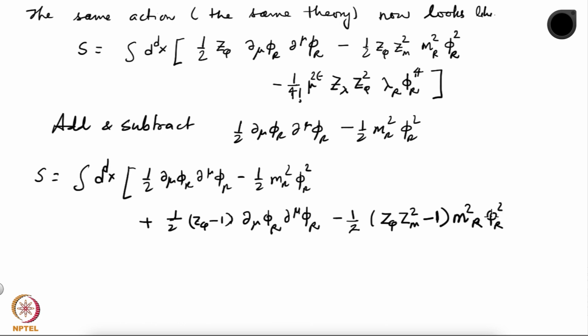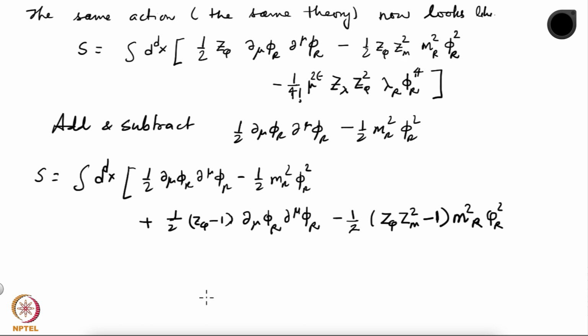Okay, so let's check whether this is fine. Again, minus half times minus 1 is half, so half m r square phi r square, okay, with the plus sign that cancels against this one. Okay, so that I get rid of, and what is left with this? What is left is half Z phi Zm square with the minus sign, m r square phi r square. So that is also correct.